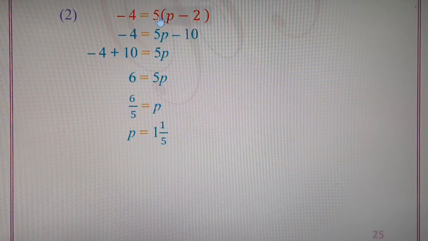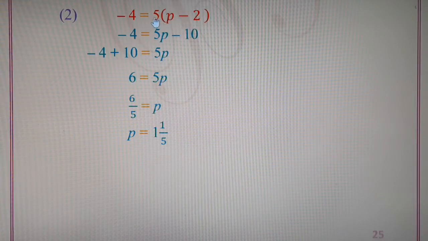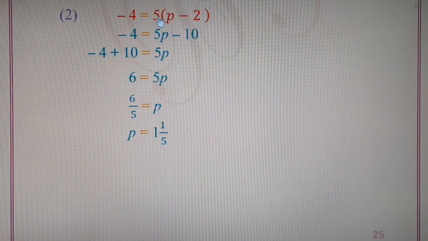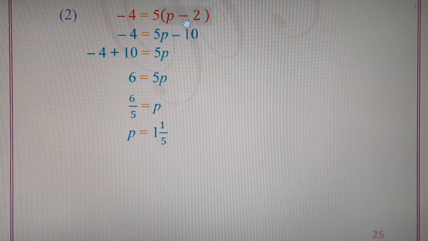As the next step, because 5 is multiplied with p, our answer will be 5p, and 5 is also multiplied with 2 and we will get 10. 5 2s are 10. So 5 is distributed among both the terms inside the bracket. So here we are using the distributive property where multiplication is distributed over subtraction. 5 is multiplied with p and 5 is multiplied with 2. So we are distributing the multiplication 5 with both the terms, with the subtraction sign in between.